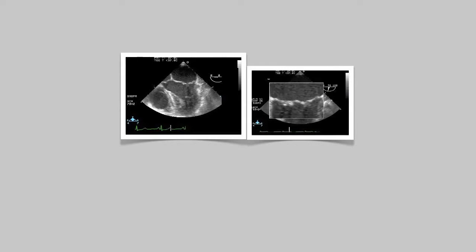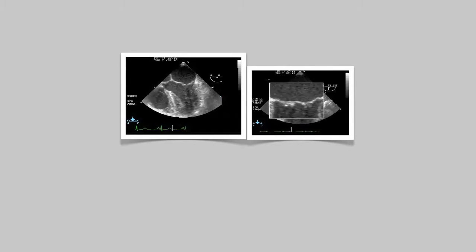This series of images demonstrates 3 of the cardinal imaging planes for the mitral valve. To the left of the screen, we see a mid-esophageal 4-chamber view with the anterior leaflet to the left and posterior leaflet to the right. On the right of the screen, we see a commissural view with the zoom added to demonstrate more clearly the dual coaptation points on the mitral valve.